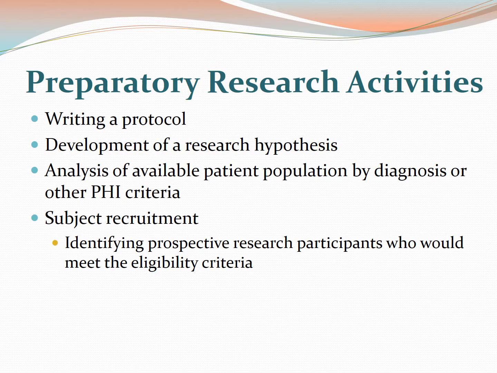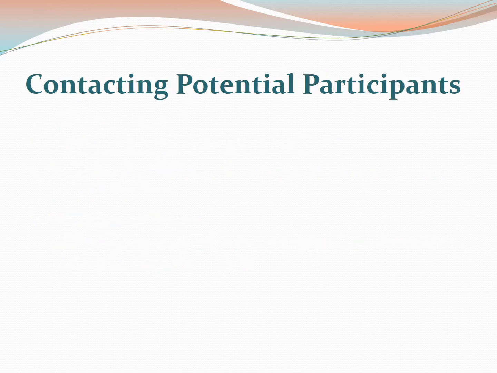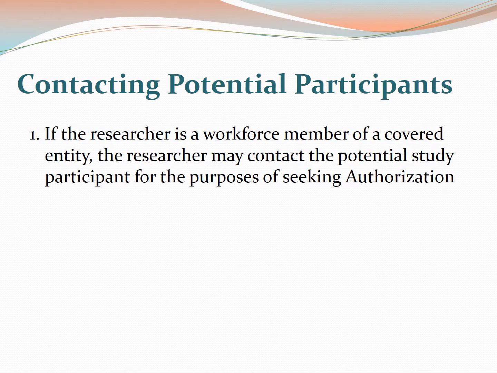So not only do you want to say, do we have enough teenagers with asthma to be able to support a study, but if that is the case, then can we also find potential participants who meet the eligibility criteria? So getting down and digging down a little bit deeper. So contacting potential participants, I just said you could find them, so can you contact them?